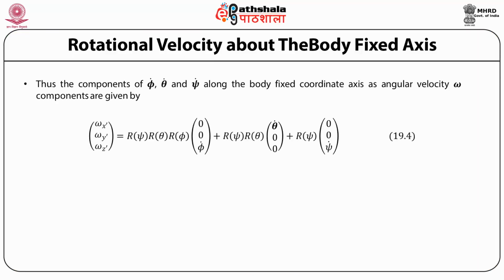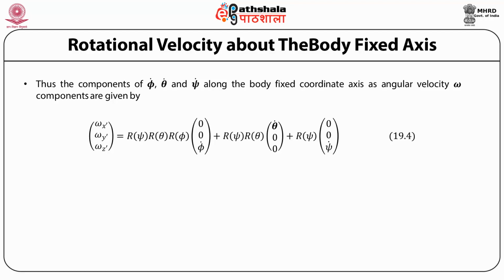Thus, the components of the angular velocities phi dot, theta dot and psi dot along the body fixed coordinate axis, as angular velocity omega, are given by the components of angular velocity omega x prime, omega y prime, omega z prime. These are the components of the angular velocity in terms of the inertial frame coordinates.